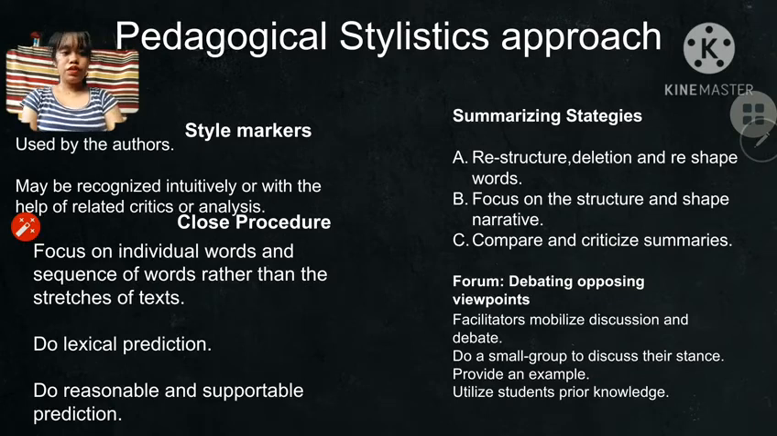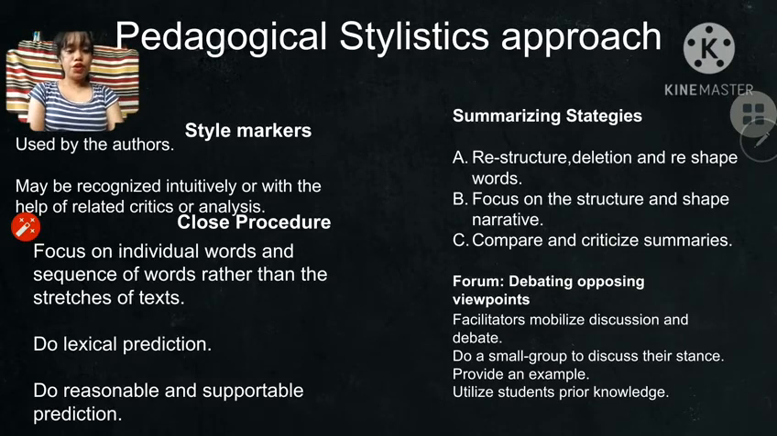So according to T.S. Eliot, he advocates that the form of the text should be interpreted as the context itself. So this is possible if we pay more attention to the rhetorical devices or linguistic features such as metrical patterns, punctuation, and parentheses, and other linguistic features. Lastly, forum, debating and opposing viewpoints.